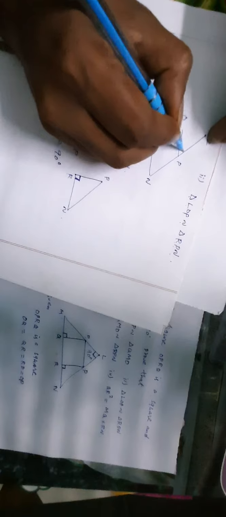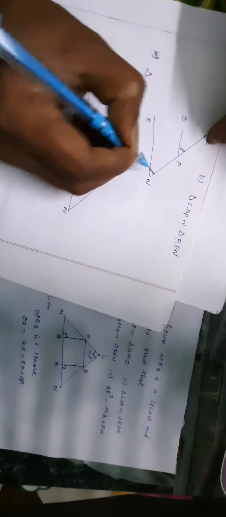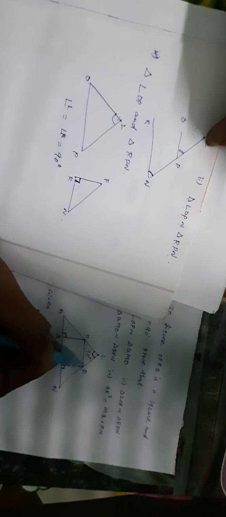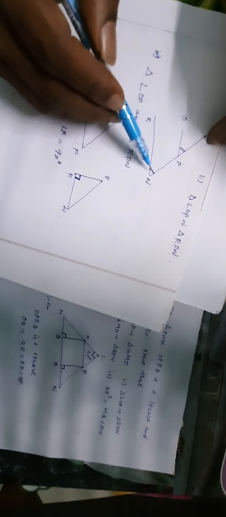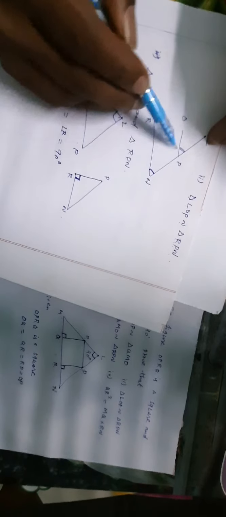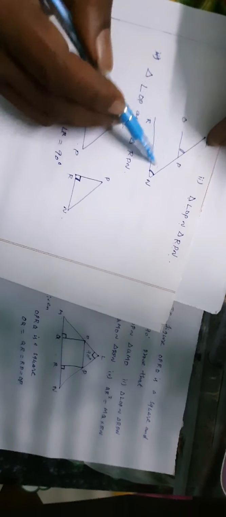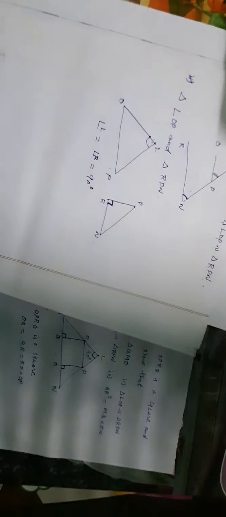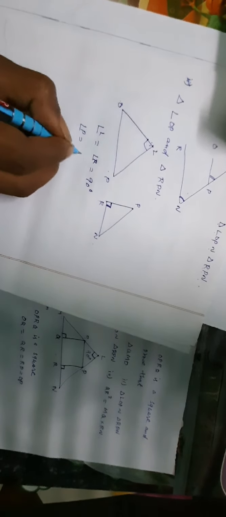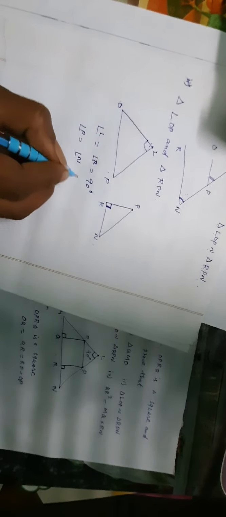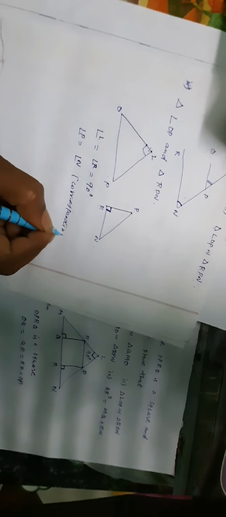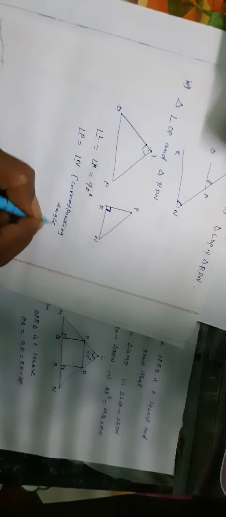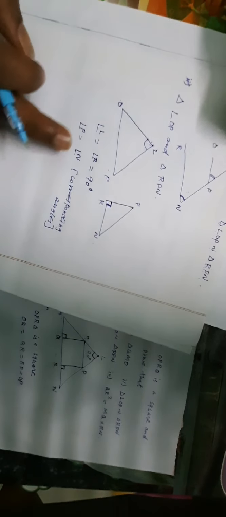Here angle P and here angle N, right? So the angles forming are at point P and point N. These two angles are equal because they are corresponding angles. So angle P is equal to angle N, also equal because they are corresponding angles.